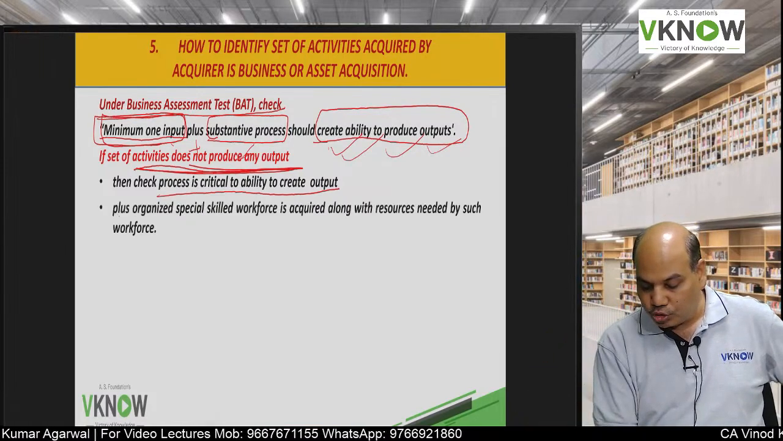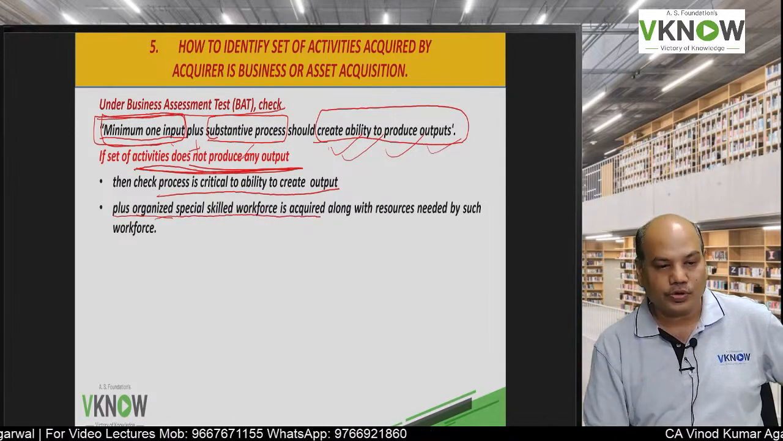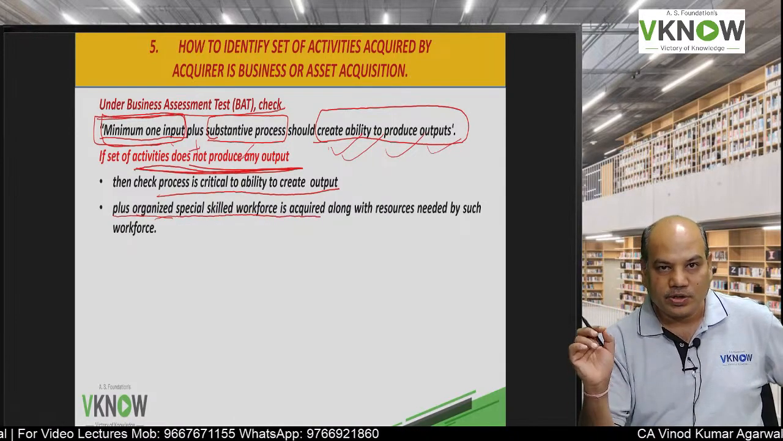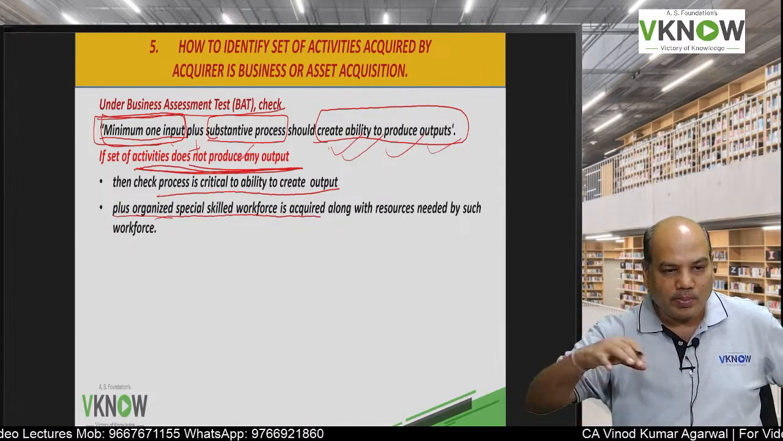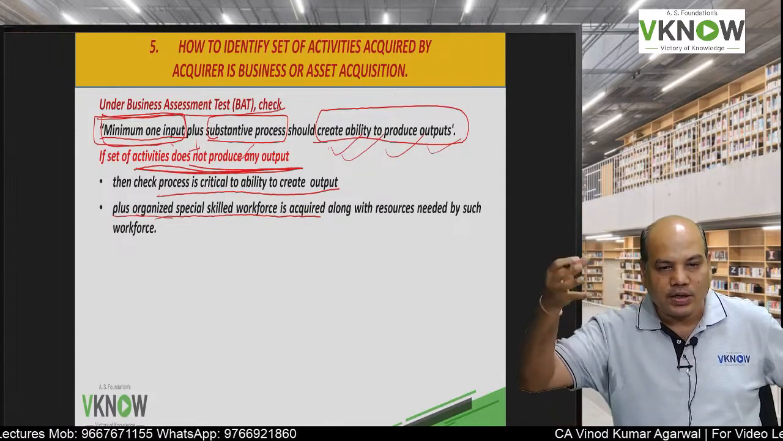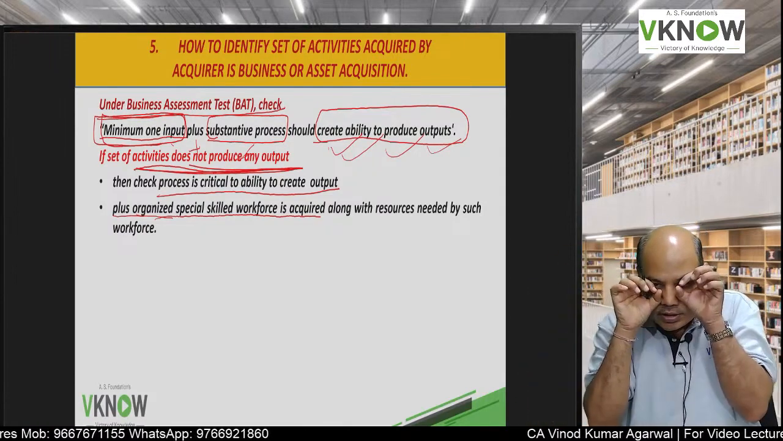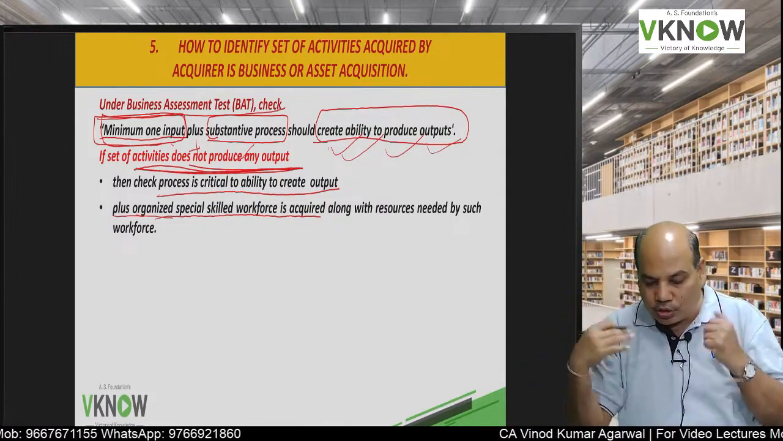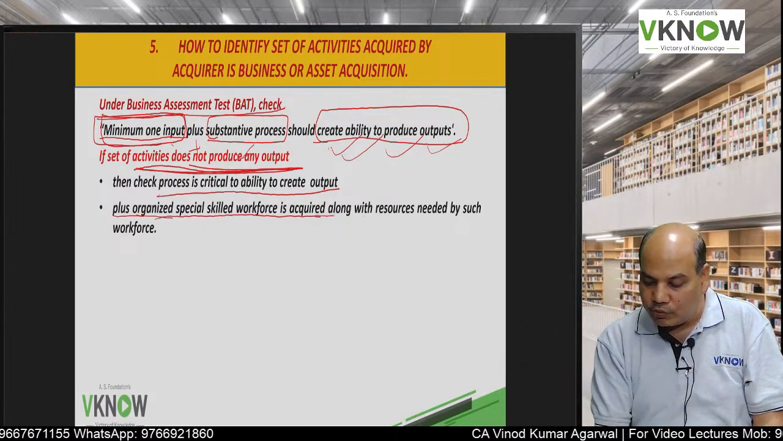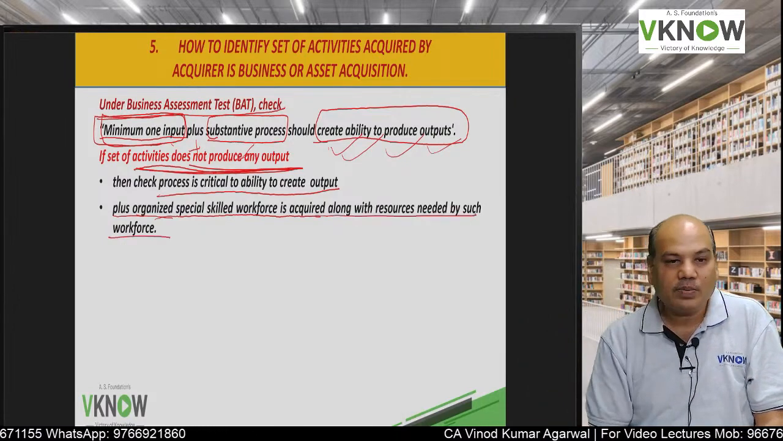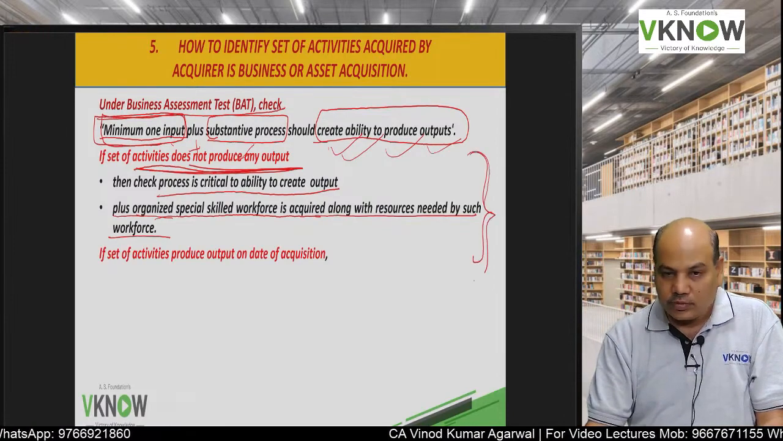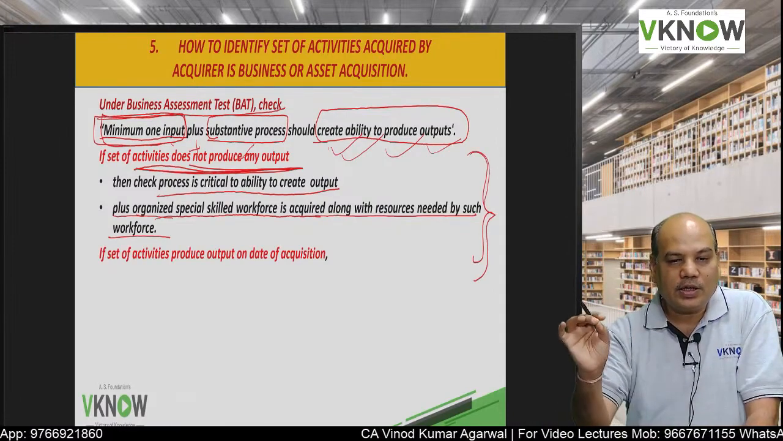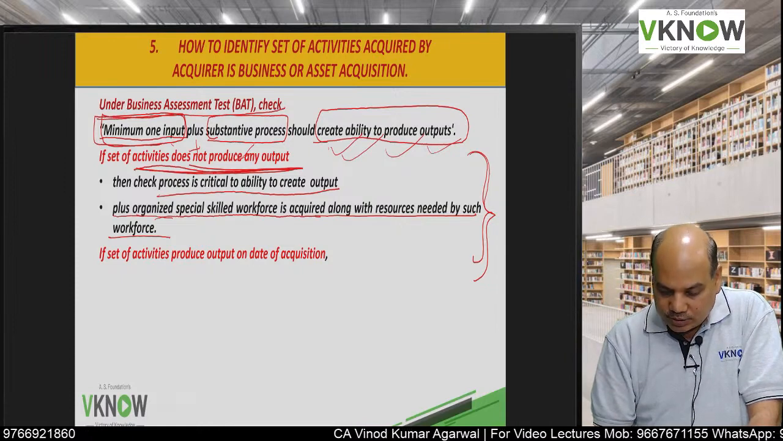Plus, you must also acquire an organized, specialized workforce. The process must be critical to create output, plus the people who are managing that. Just visualize a research department where scientists are sitting. They must also be acquired along with the resources needed by such a workforce. If this is satisfied, then we will say this integrated set of activities is a business.